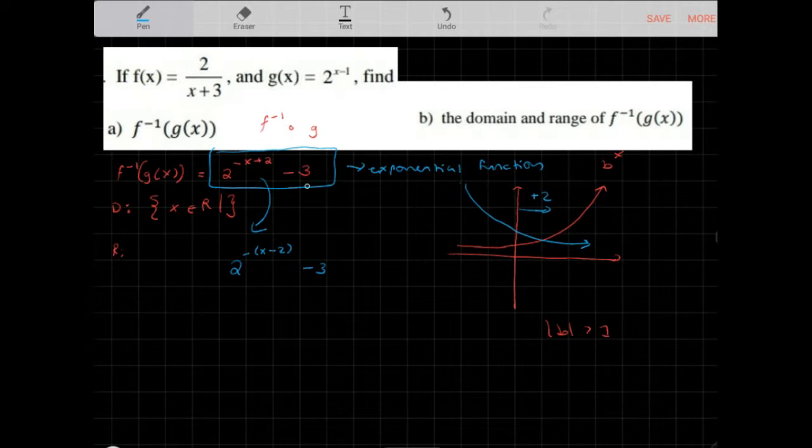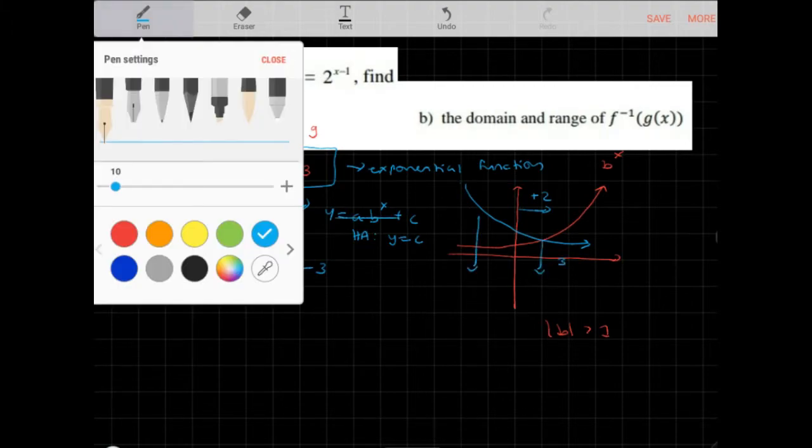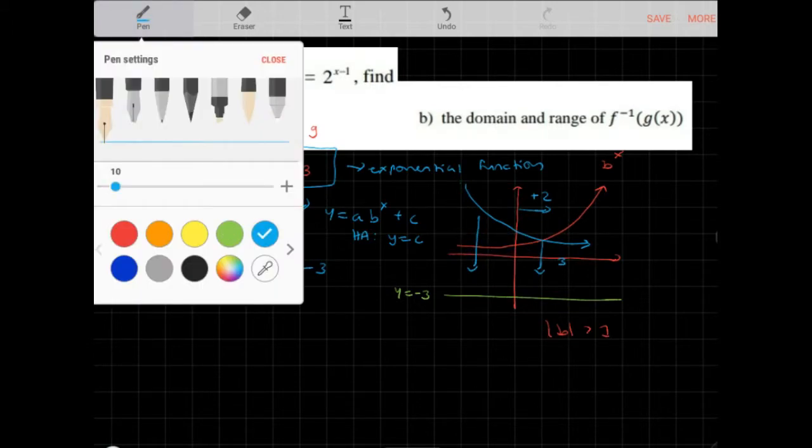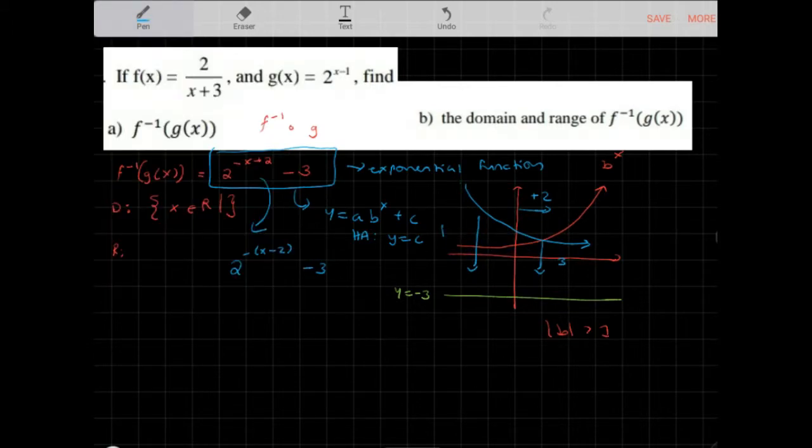Now in the form of an exponential function, y is equal to a b to the power x plus c, the horizontal asymptote is y is equal to c. So in this case we also have to shift this down 3 units, right? And there should be a horizontal asymptote that occurs at y is equal to negative 3, right? So technically the graph should kind of look like this, where it's approaching the horizontal asymptote but it's not touching, right?